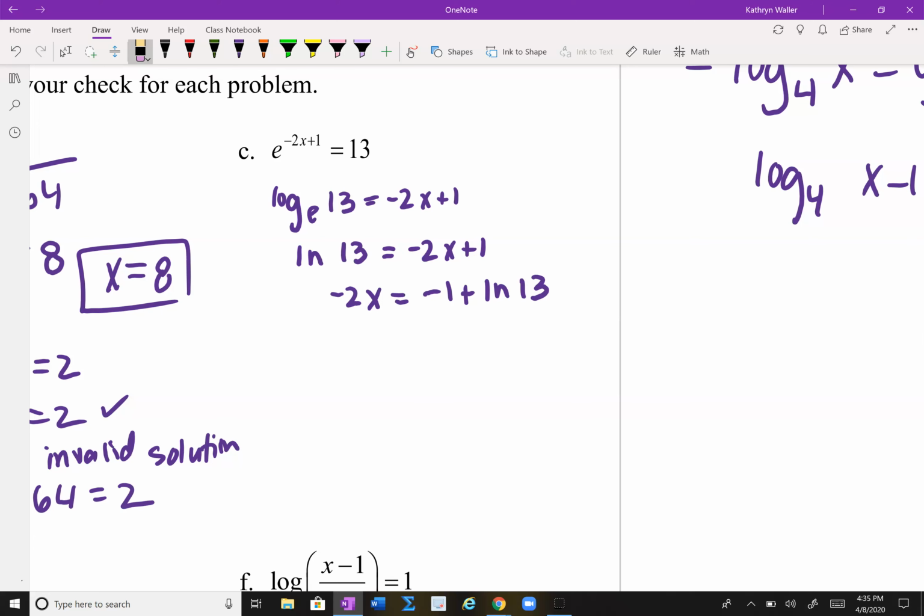So let me do something really fast. I feel like I took too many steps at once. So see that right there? First thing I'm going to do, so simple, I'm switching the sides.